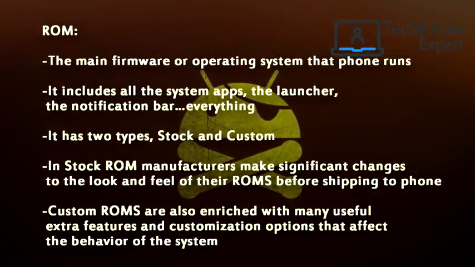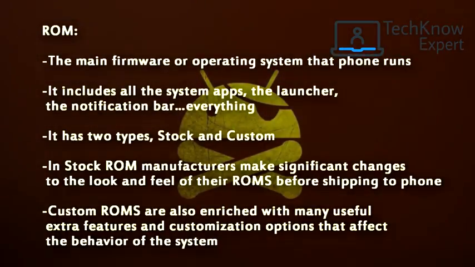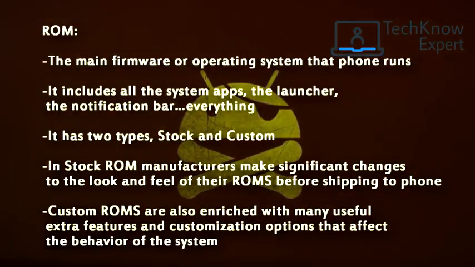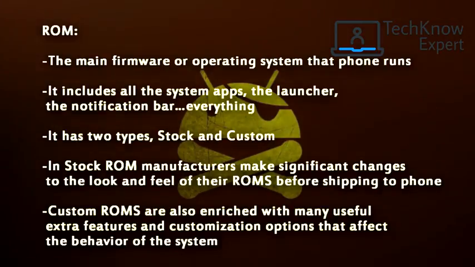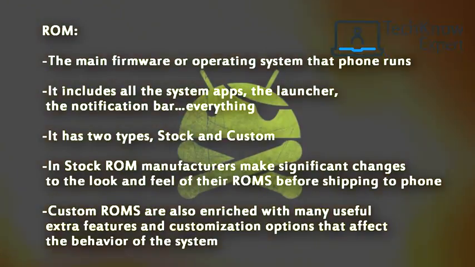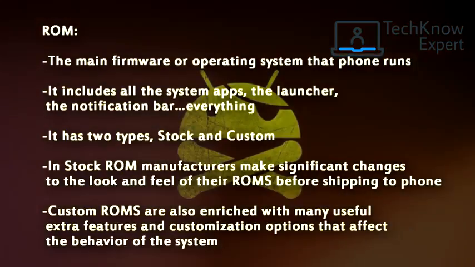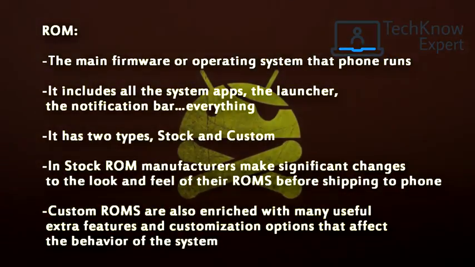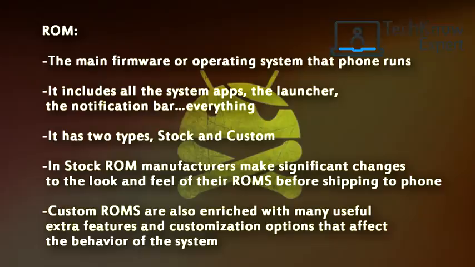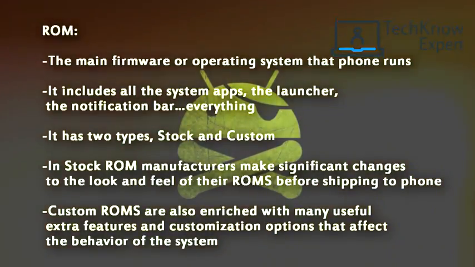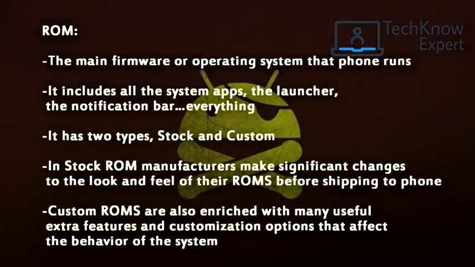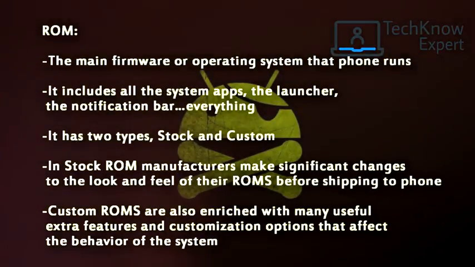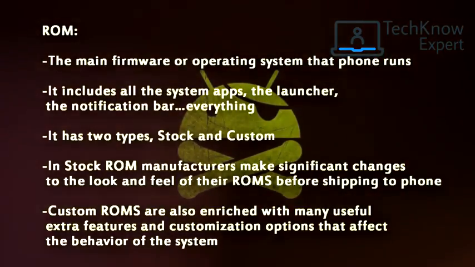ROM. A ROM is the main firmware or operating system that your phone runs, just like Windows 7 runs on your PC or macOS on a MacBook. A ROM is the main software you interact with to use your phone. It includes all the system apps, messaging, email, phone, the launcher, the notification bar, everything really. Google's Nexus line runs a stock Android ROM, while the manufacturers make significant changes to the look and feel of their ROMs before they ship them with your phone.